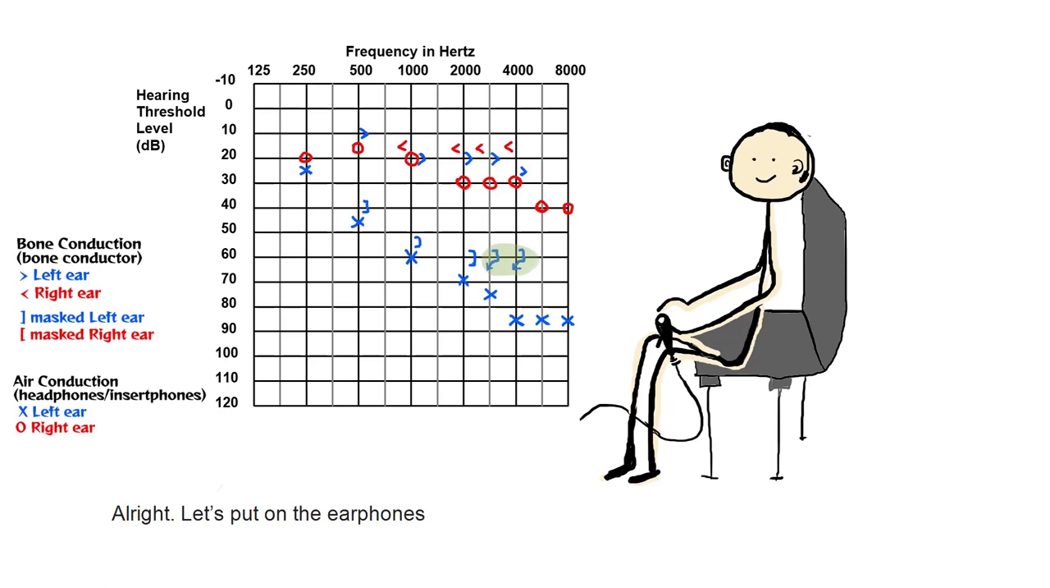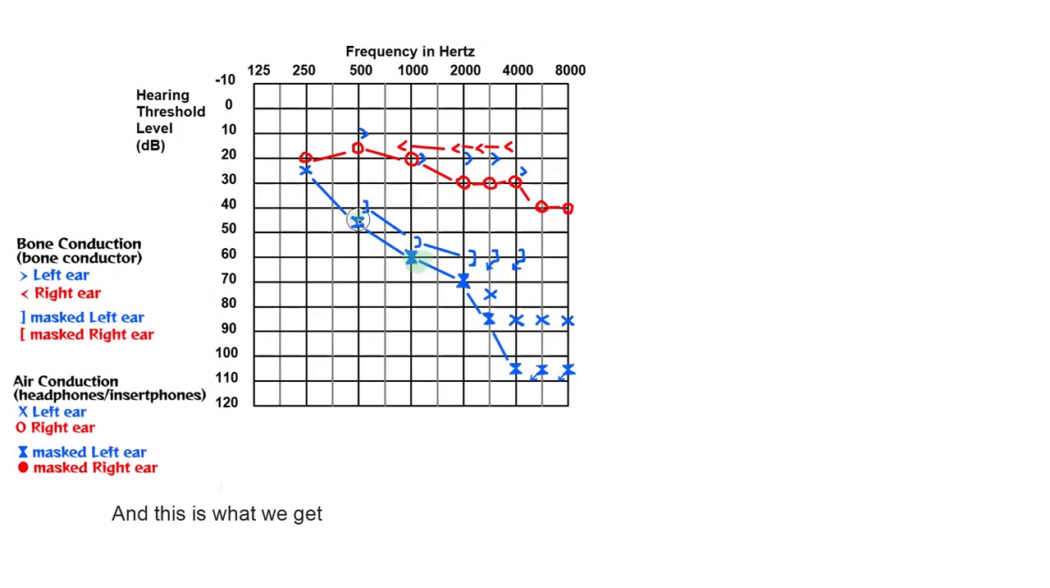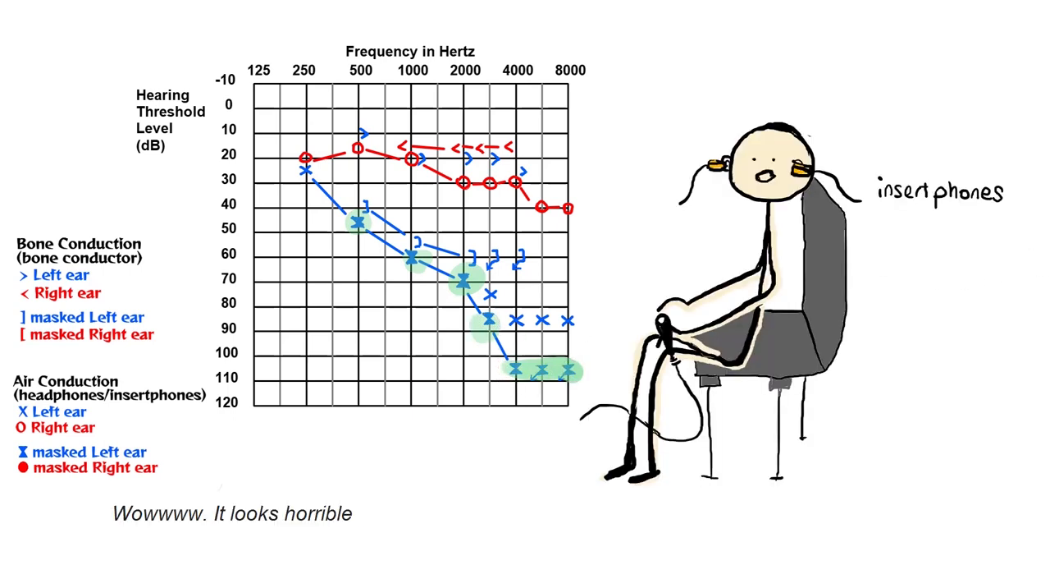Exactly. Alright, let's put on some earphones. Noise will play into your right ear and tones to your left ear. Again, ignore the noise, respond to tones. And this is what we get. The filled crosses are the masked AC symbols. These show the true hearing of your left ear. Oh, it looks horrible. It is. Finally, we have completed the audiogram.